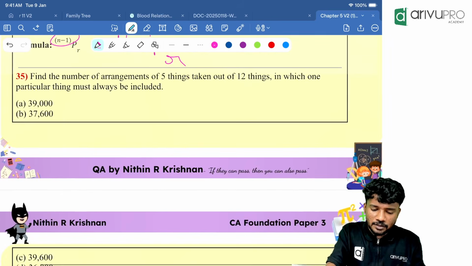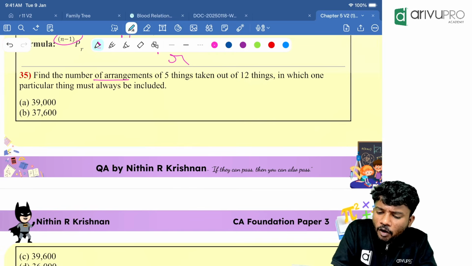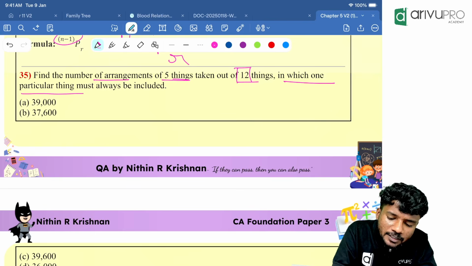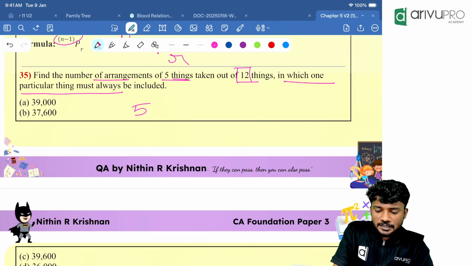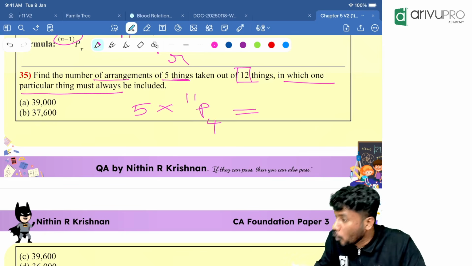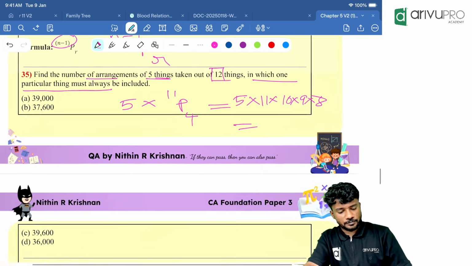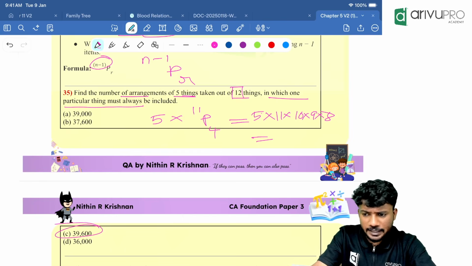I'll show you the previous year question which came for examination. Find the number of arrangements of 5 things taken out of 12 things in which one particular thing is always included. Always included means that 1 of the 5 things is always included. Then 12 minus 1 is how much now? 11 P, and 5 minus 1 is how much now? 4. That's your answer, people. 5 into 11 into 10 into 9 into 8, which is how much? 39,600. Anyone got any other answer? Please tell me. 39,600.